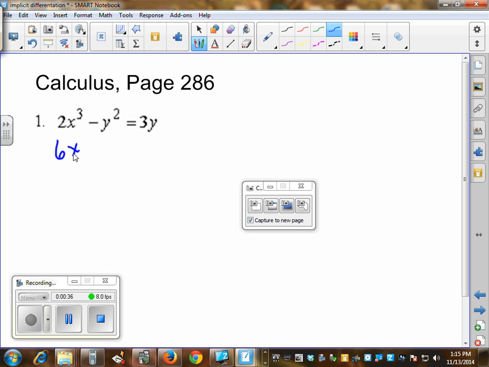We know it's 6x squared minus 2y, but since we've taken the derivative of y, implicit differentiation says we have to do that. We have to say y' equal to 3, and once again, y'. Now, since we're trying to find y', we need to get all of our y' terms on one side, everything else on the other. So we're going to add 2y' to both sides.